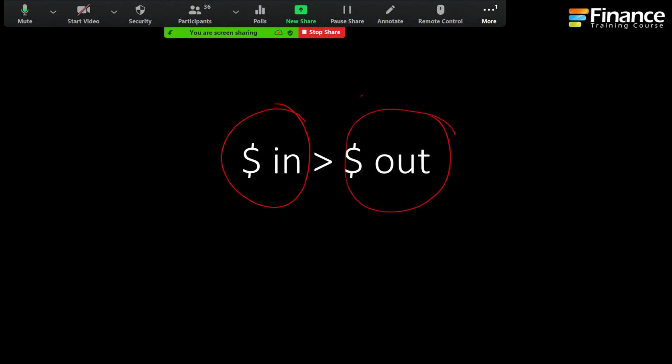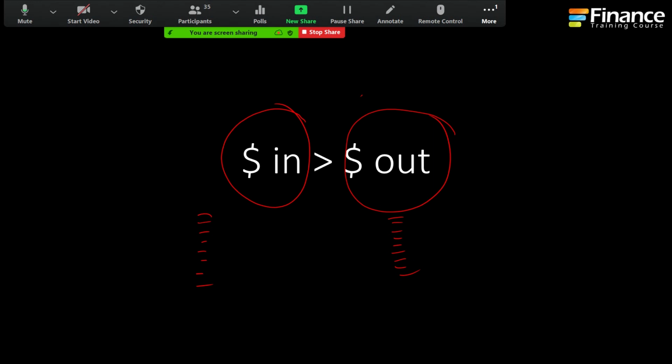So the amount of money that's coming in and the amount of money that's going out, right? And dollars in has multiple areas and categories. Dollars out has multiple subcomponents and categories. And what we want to do is take a look at it.